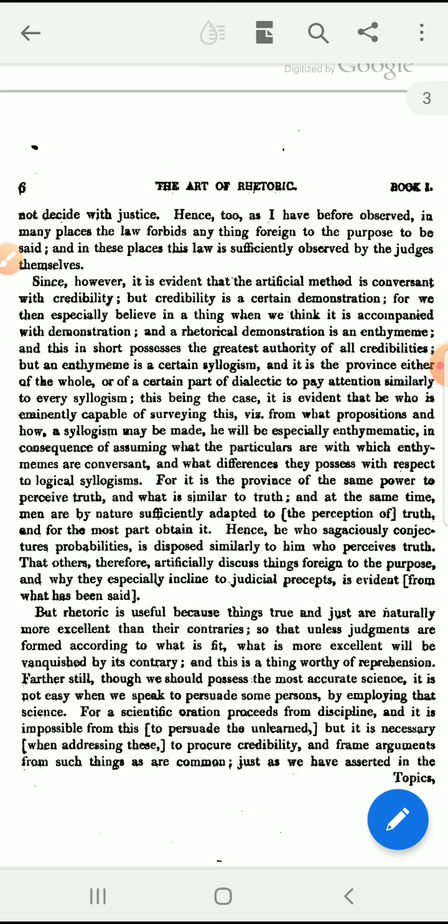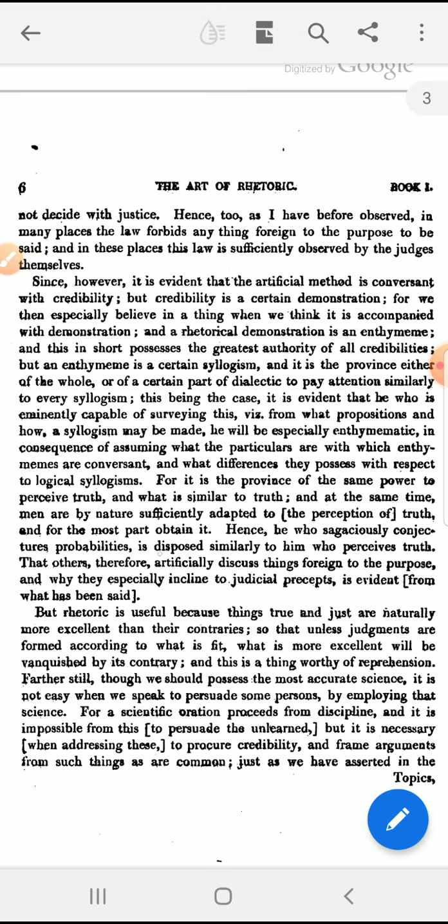Aristotle continues, "For it is the province of the same power to perceive truth and what is similar to truth, and at the same time men are by nature sufficiently adapted to the perception of truth, and for the most part obtain it." Notice that Aristotle has a positive view of human nature, that men are capable of discerning the truth and for the most part obtain it. "Hence, he who sagaciously conjectures probabilities is disposed similarly to him who perceives truth."